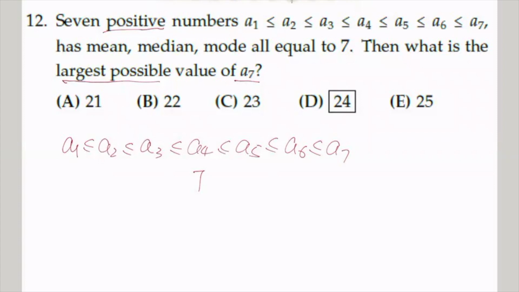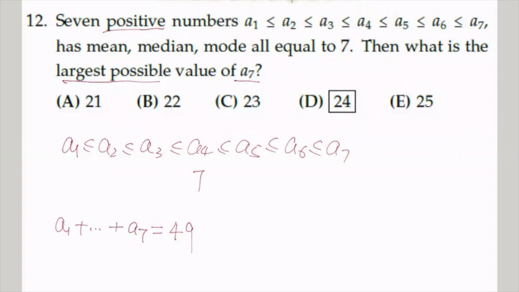We also know that the mean is 7, which means that the sum of the 7 numbers is 7 times 7, which is 49. Okay. We want to find A7, the largest possible value, but the sum is already fixed, which means that we want the other numbers to be as small as possible.